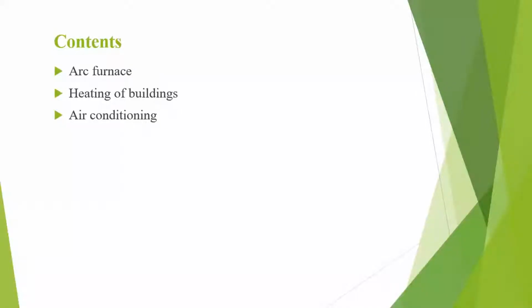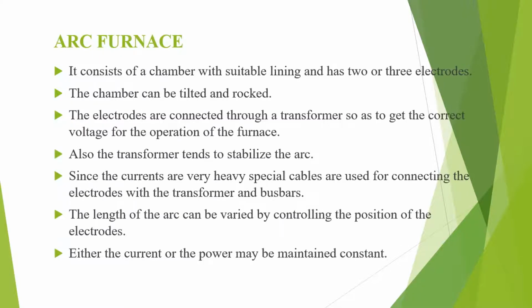In this video, the following contents are covered: arc furnace, heating of buildings, air conditioning. Arc furnace. This consists of a chamber with a suitable lining, and it has 2 or 3 electrodes used depending upon the supply given.